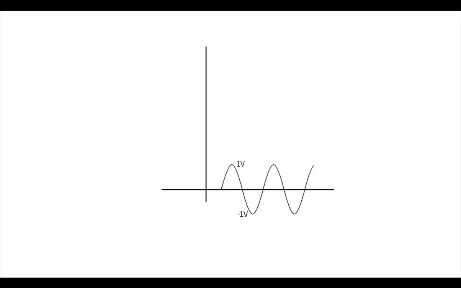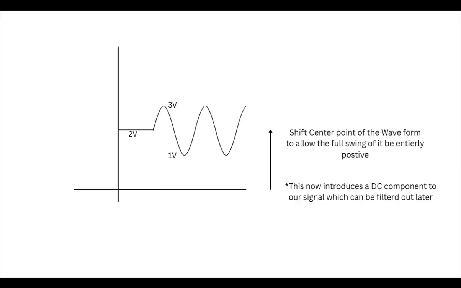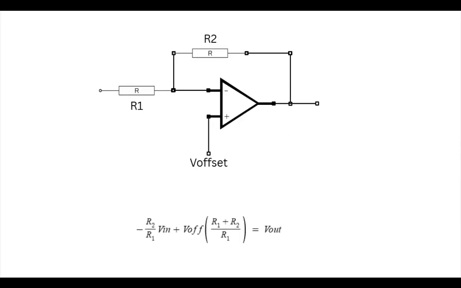To fix the issue of the negative cycle getting clipped, we can level shift the input sine wave so the negative swing is now offset by a DC voltage that brings it into the positive region. Say, for example, if we level shift by 2 volts, the most positive swing now goes up to 3 volts, and the negative swing down to 1 volt. To do this, we can use an inverting amplifier with an offset voltage on the non-inverting input.